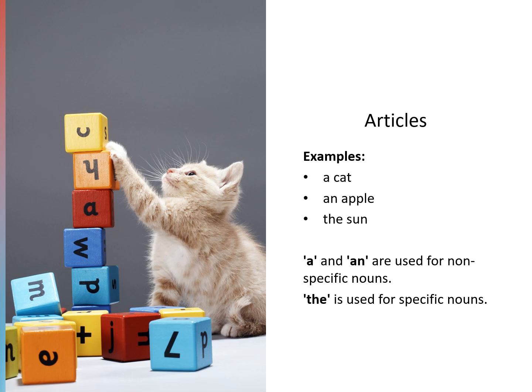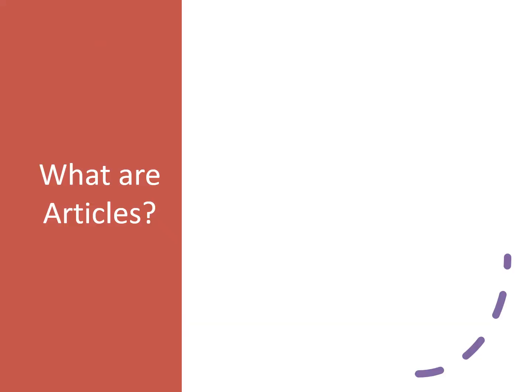The first type of determiners is articles. Articles are used before nouns to show whether the noun is specific or general. There are three articles in English: a, an, and the. Example: a cat, an apple, the sun. Here, a and an are used for general or non-specific nouns. The is used for specific nouns.